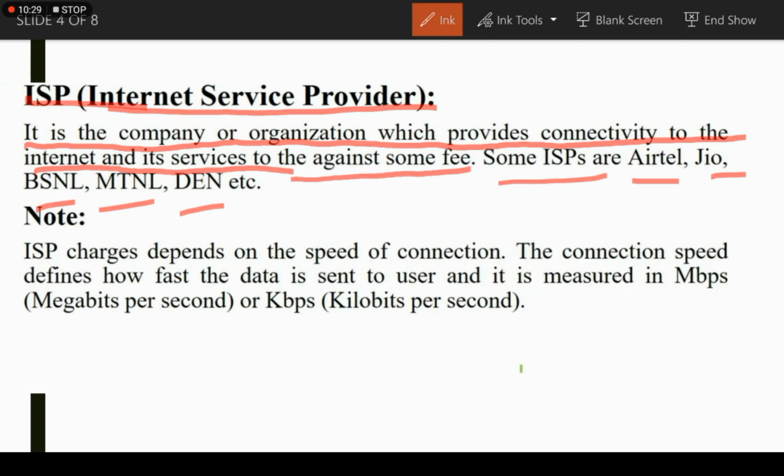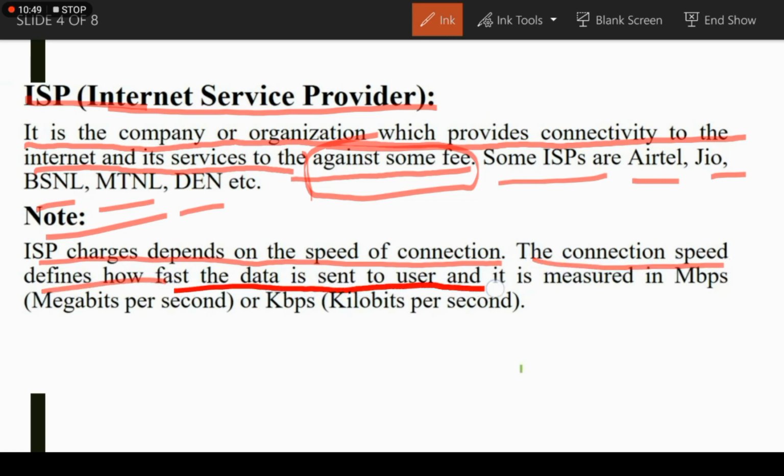This is your service provider. They take some fees for the connections as a charge. Note: ISP charge depends on the speed of connections. The connection speed defines how fast the data is sent to the user, and this is measured in Mbps, which means megabits per second, or kbps, which means kilobits per second.